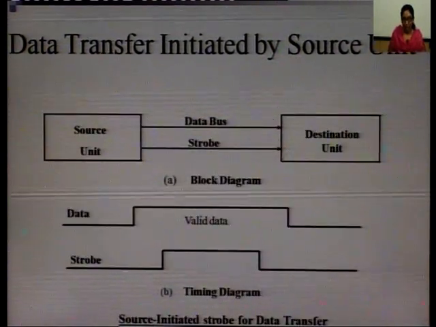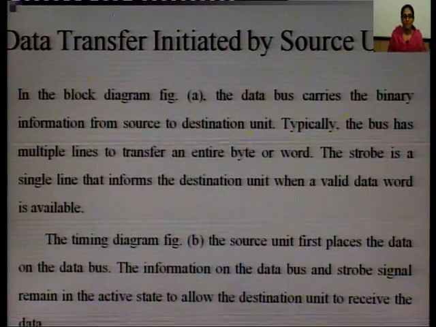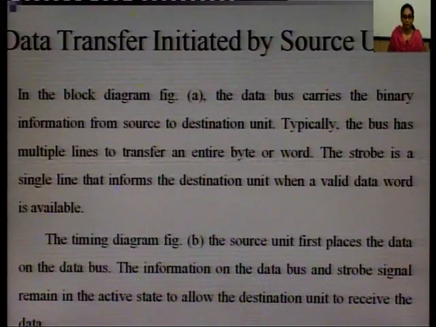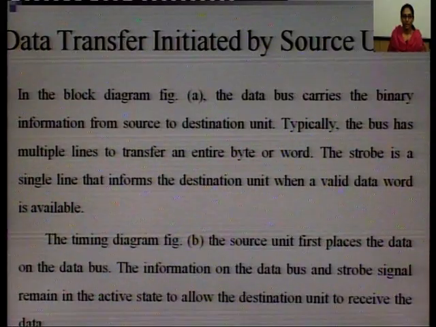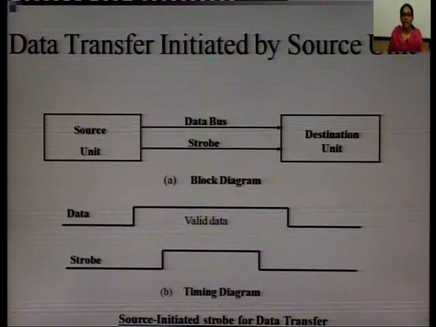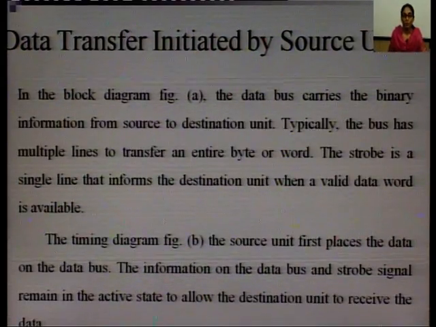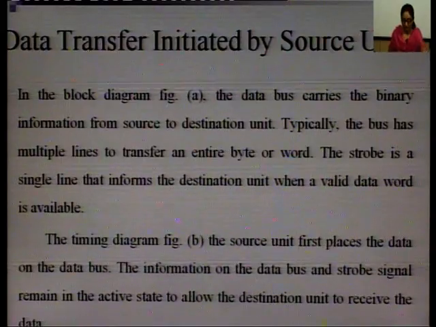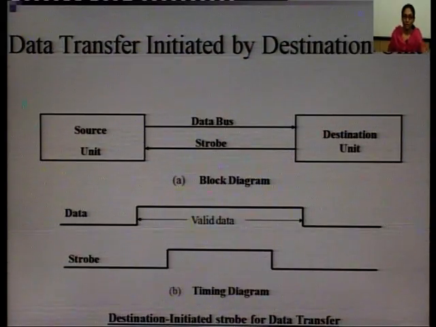In the first diagram, the data bus carries the binary information from source to destination. The bus has multiple lines to transfer the entire byte or word. The strobe signal informs the destination unit when the valid data word is available on the data bus. In the timing diagram, the source unit first places the data on the data bus, and the strobe signal remains in the active state to allow the destination unit to receive the data. This is the first case, data initiated by the source unit.